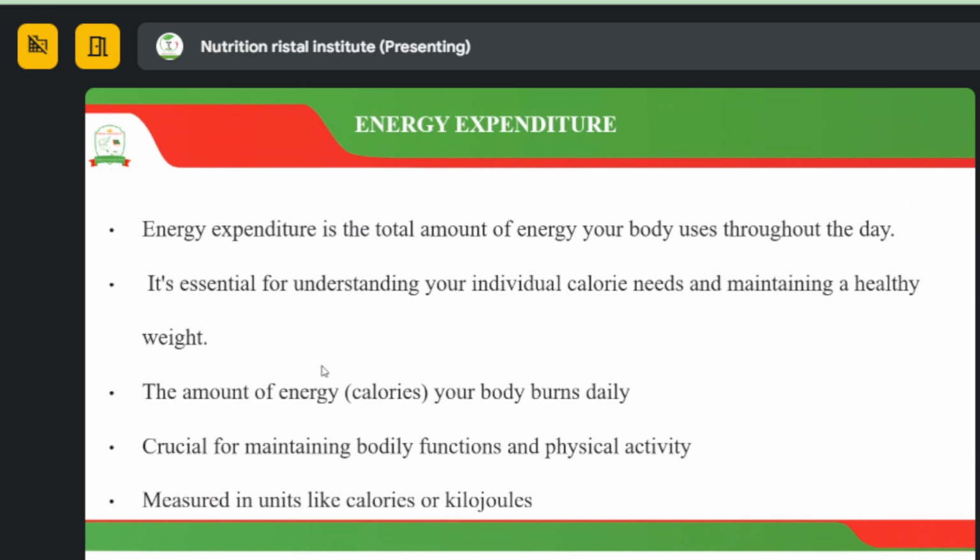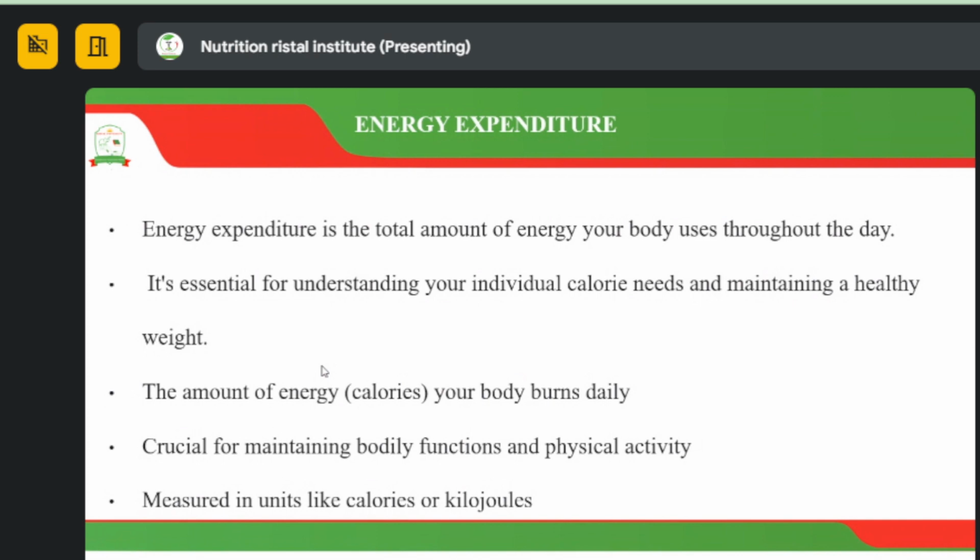And energy expenditure here is the next heading or topic for our discussion. Energy expenditure is the total amount of energy your body uses throughout the day. From morning to evening, how much energy your body uses. So it's a sense of understanding your individual calorie needs and maintaining a healthy weight.